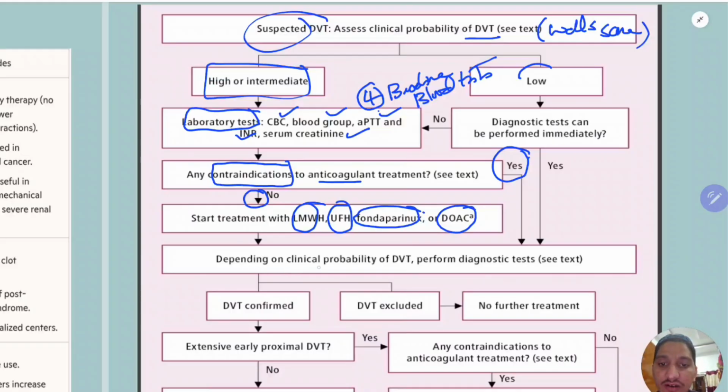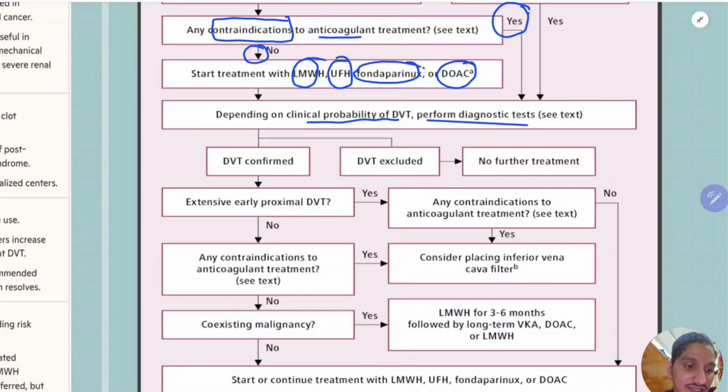Now depending on the clinical probability of DVT, you will perform the diagnostic test. If the risk is high or intermediate, you will not perform any diagnostic test first. Directly you will give the anticoagulants, then you will confirm the DVT by imaging modalities. If there is a contraindication, then you will wait for confirmation, then give anticoagulants in cases of high or intermediate probability.